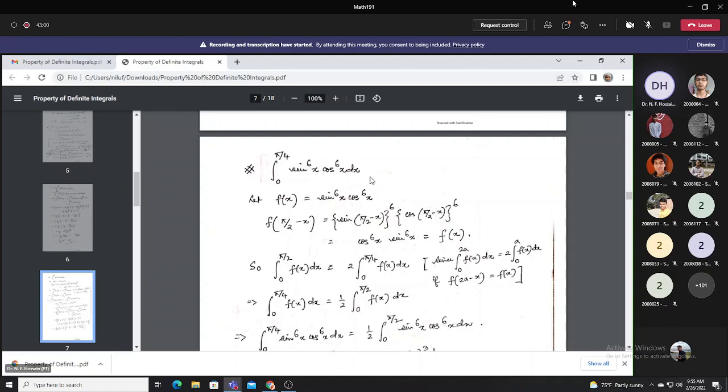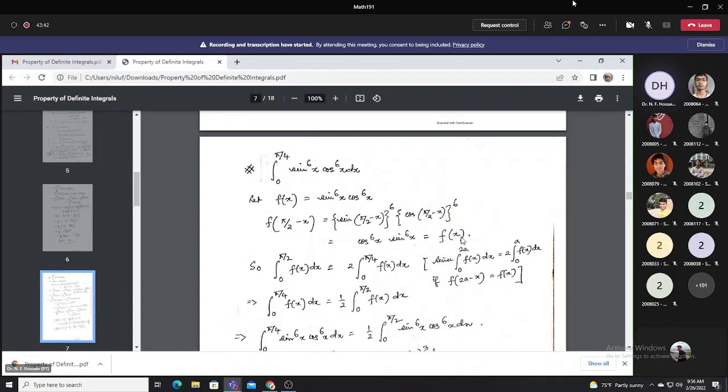But here it is different because the upper limit is pi by 4. So what is happening here? Let us suppose that fx equals sine to the power 6x into cos to the power 6x. At first you check it. What comes if you write pi by 2 minus x in place of x? So f of pi by 2 minus x becomes sine of pi by 2 minus x whole to the power 6 into cos of pi by 2 minus x whole to the power 6. This factor gives you cos to the power 6x, and this factor gives you sine to the power 6x, which is actually equal to fx.